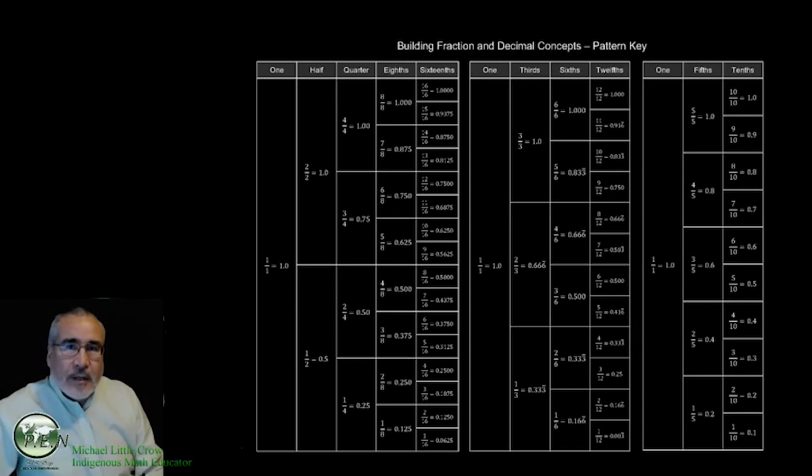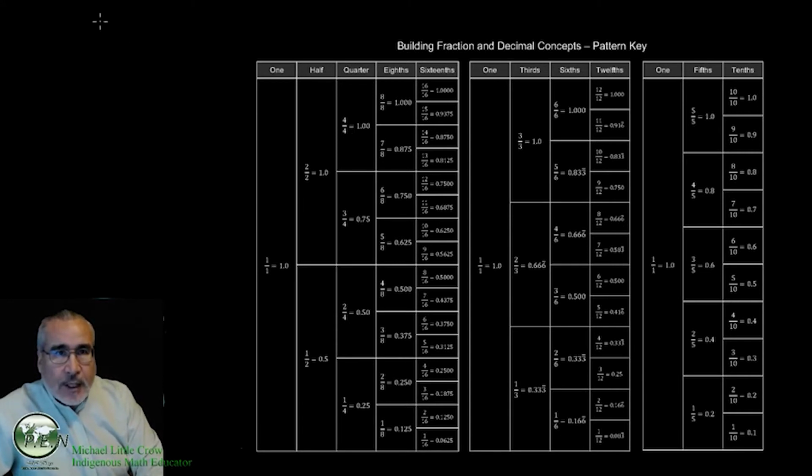Hello. Now we're going to work on concepts and strategies of ratios that will help us directly solve GRE type problems. So we're going to take a look at this pattern key again that we've built and notice a few patterns. One of the first things you'll notice is that every fraction has two parts to it.